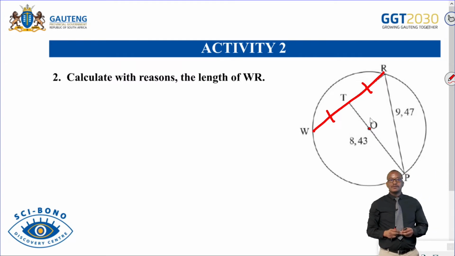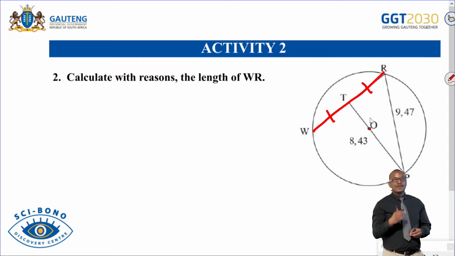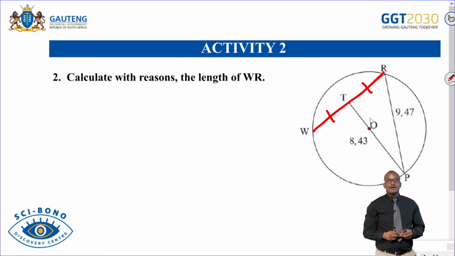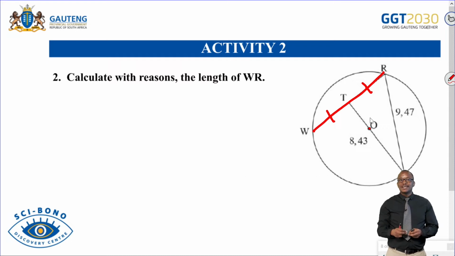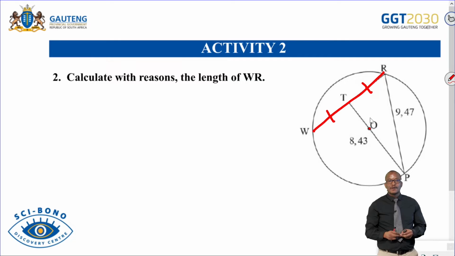And then it is given that WT and TR are equal. It is given that they are equal. Then when we know that they are equal, we now have to calculate the length of WR. But how do we calculate the length of WR?